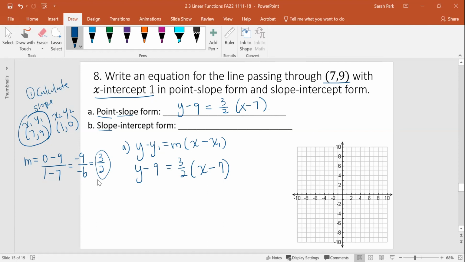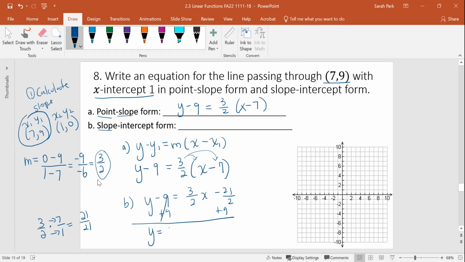All right, now to get into slope-intercept form, we want to rewrite this into y equals mx plus b. In order to do that, we have to distribute the 3 halves and then add the 9 so that the y is isolated. So let's distribute the 3 halves first. 3 halves times x is 3 over 2x, minus 3 halves times 7, that's 3 halves times 7 over 1. We multiply fractions straight across, so that's 21 over 2. And then we add the 9 to both sides.